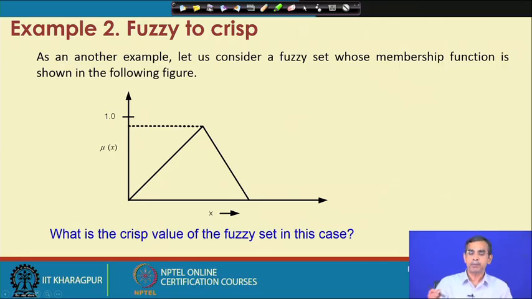Another example: suppose one fuzzy set is given in the form of a graph. This describes a fuzzy set with continuous values of element x. Then what is the crisp value? Whether the crisp value is this one, or this one, or somewhere here, which one is it? Let us see how fuzzy mathematics and fuzzy logic provide us a way to calculate the crisp value for an element like a fuzzy set shown in the form of a graph.